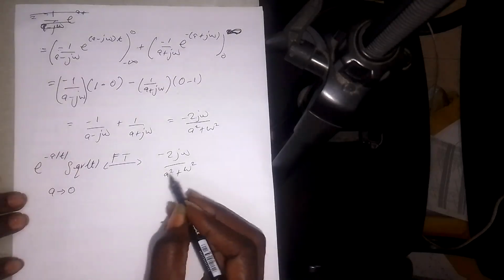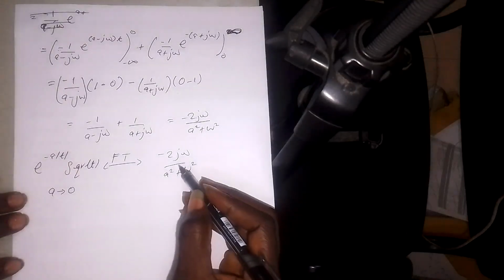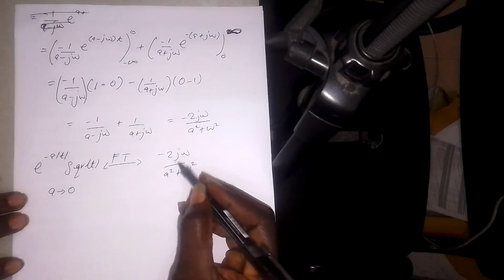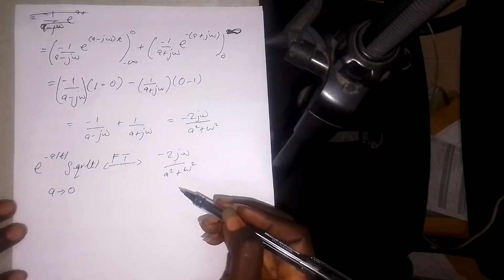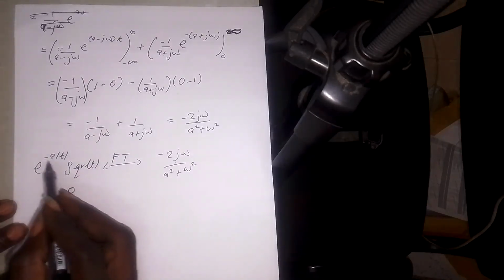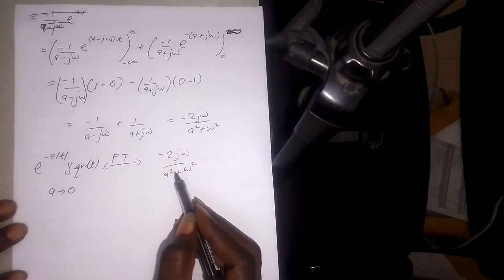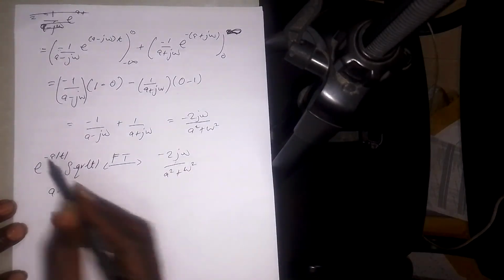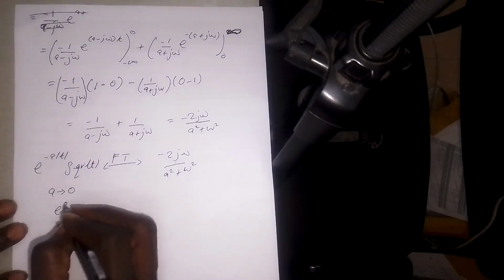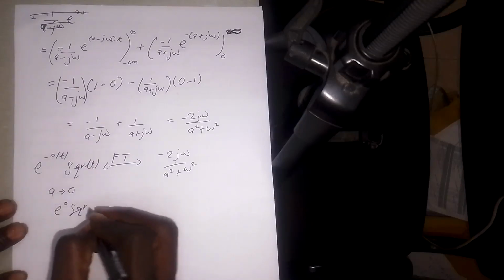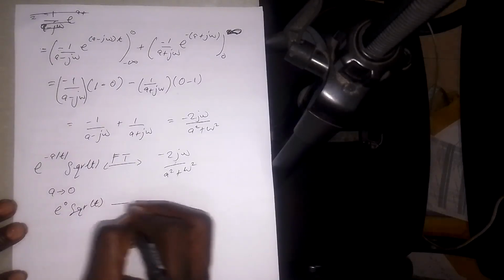For better understanding, if A is approaching 0, I think it's better I put the A here. Then this also becomes 1, because I'll have e exponent 0 times the square wave of t, which will give me the Fourier transform.